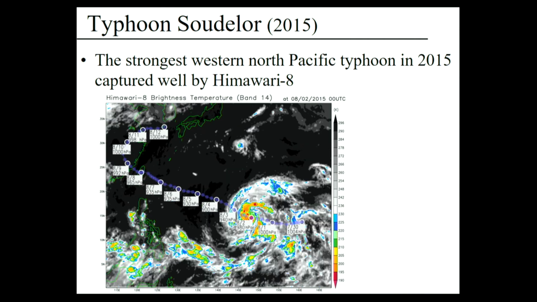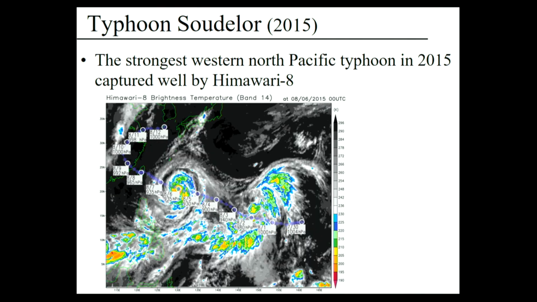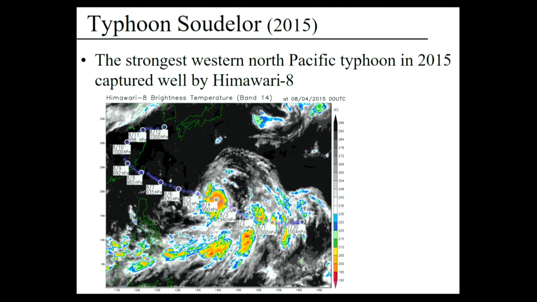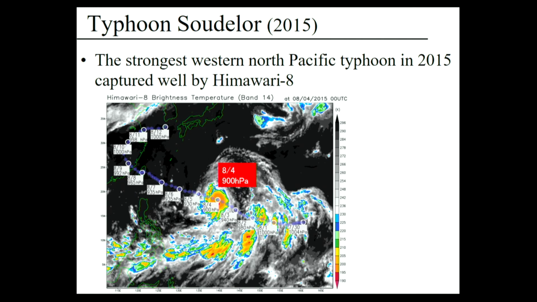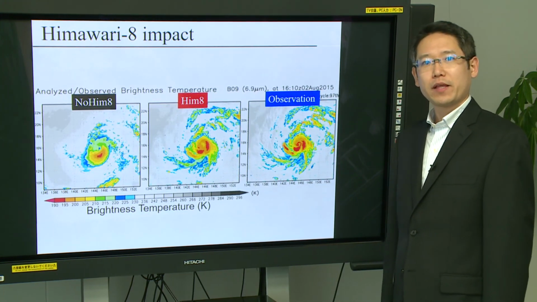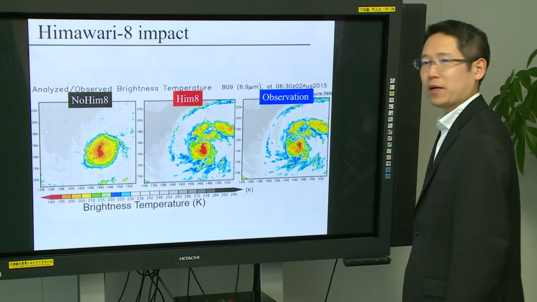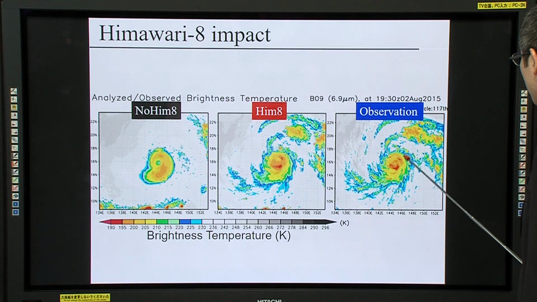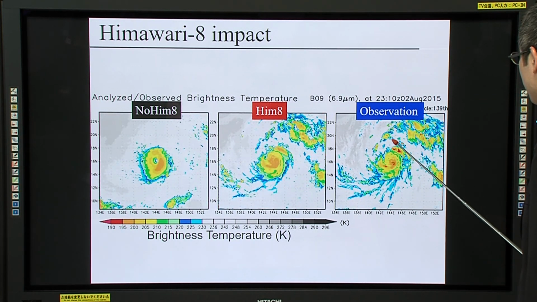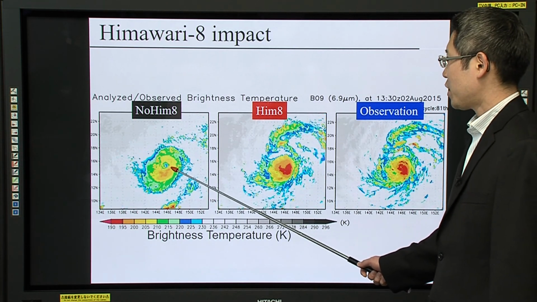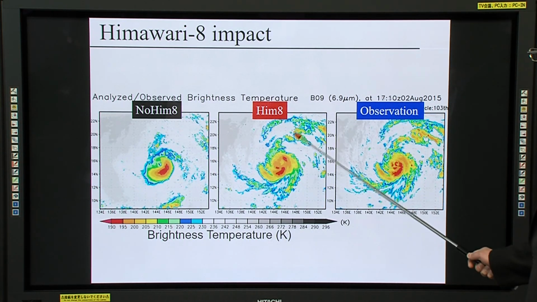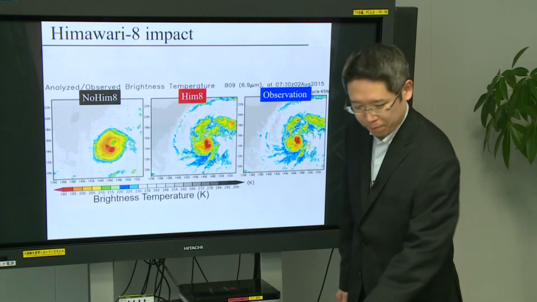First, we tested the system with a case of Typhoon Soudelor. This typhoon was the strongest western North Pacific typhoon in 2015, and was well captured by Himawari 8, like this. It reached 900 hectopascal, the strongest in 2015. So these are the results of data assimilation. Here, the right panel shows the observations. We can see the intense precipitation system in the north of this typhoon that was not well simulated without Himawari 8 data here. But with Himawari 8, we can clearly see the impact, the advantage of using Himawari 8, improving this typhoon structure.